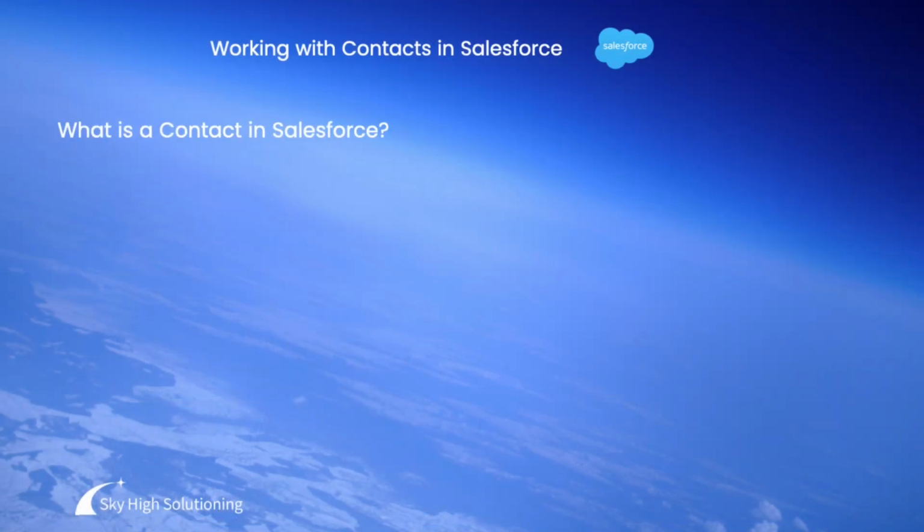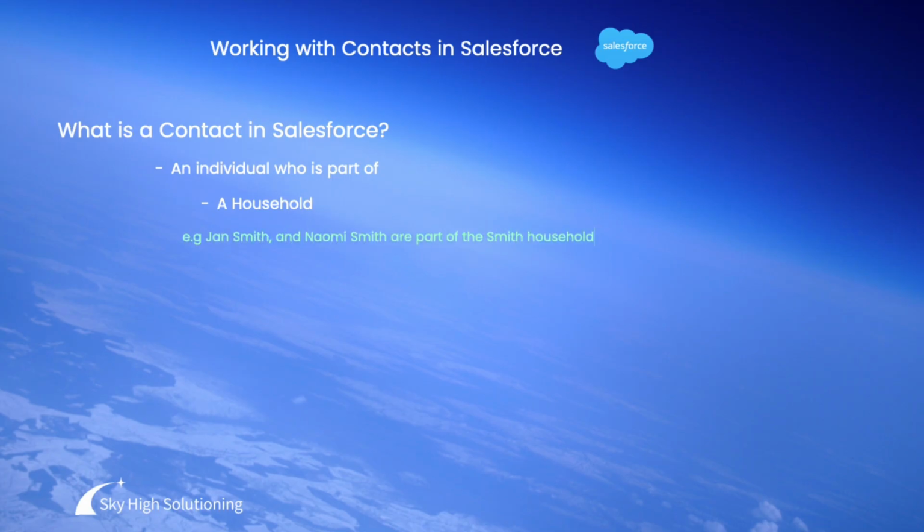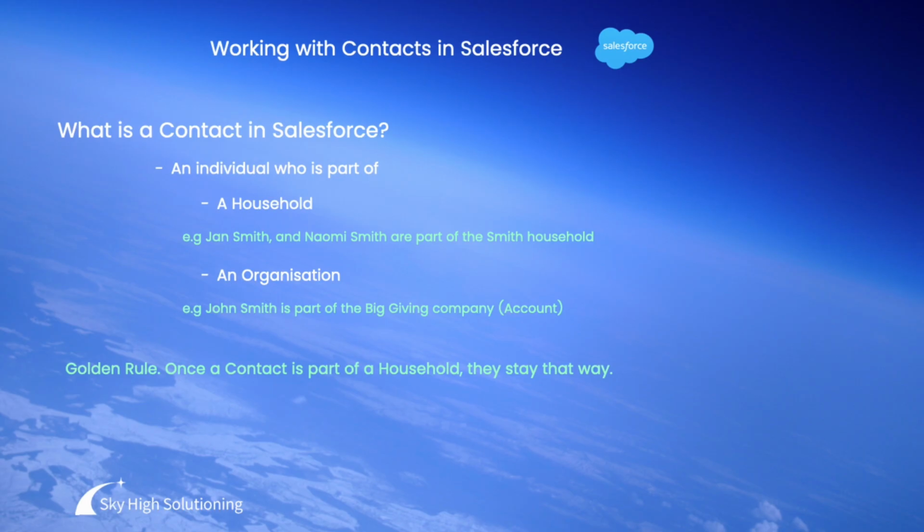What is a contact? An individual who is part of a household. For example, Jan Smith and Naomi Smith are part of the Smith household. But a contact can also be associated with an organization like a company. So for example, John Smith is part of the Big Giving company, an account. The golden rule is once you create a contact, they are part of a household and they stay that way. You never change that.